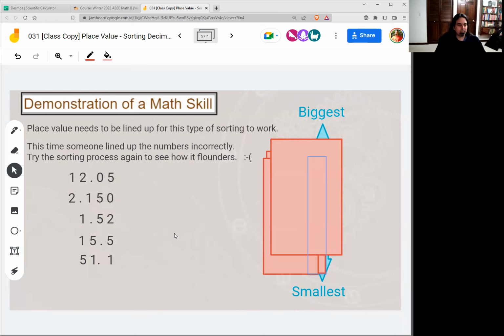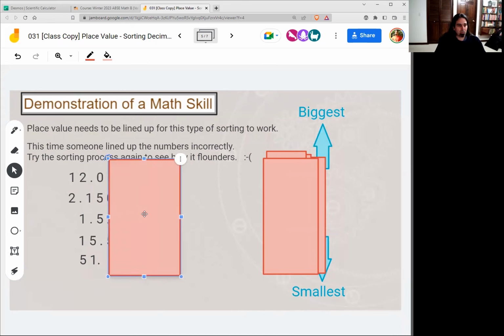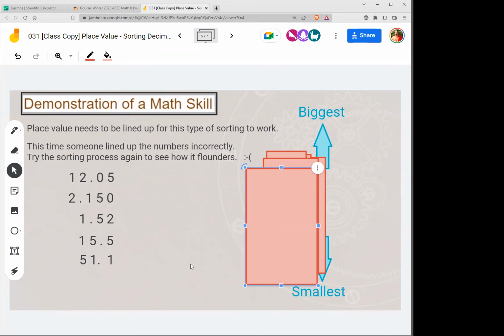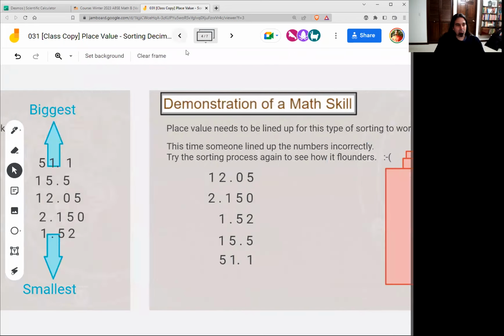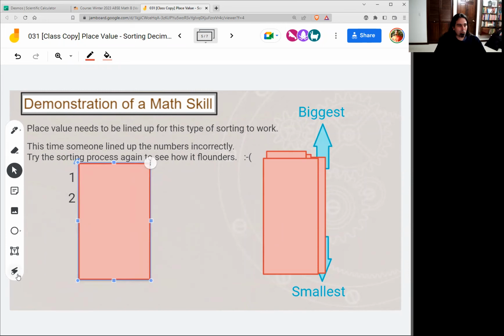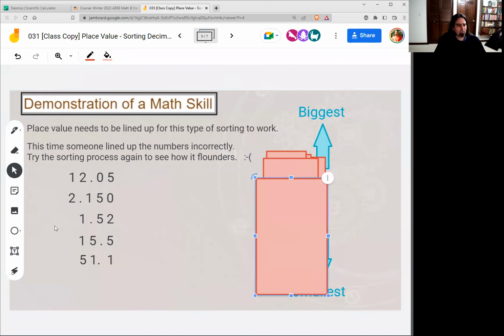If you need a more specific question, how come comparing that 2 and the 1 didn't work well? I'm kind of confused with the question. Oh, okay. Well, we did a process where we had all these compared, and then we were sliding them over, and it worked for whole numbers. That 2 is bigger than 1, so this number is going to be bigger. But that's not true, because 12 and change is bigger than 2 and change.